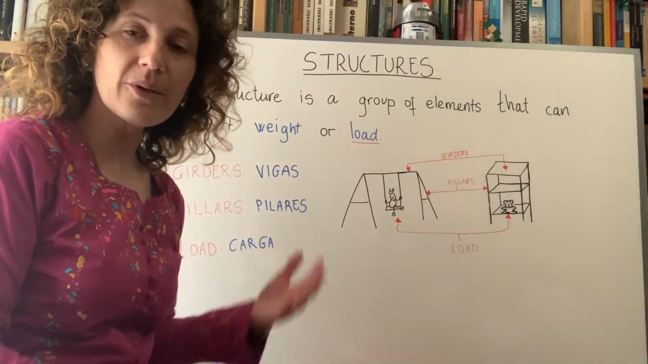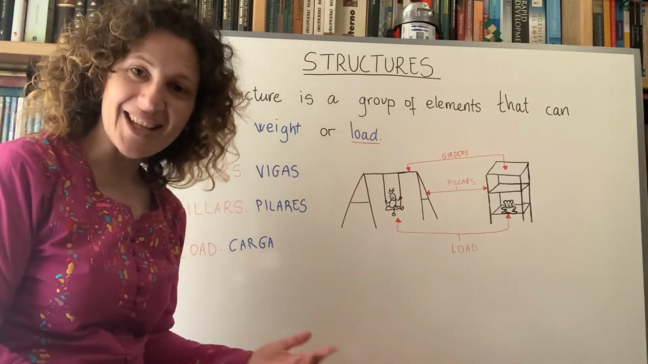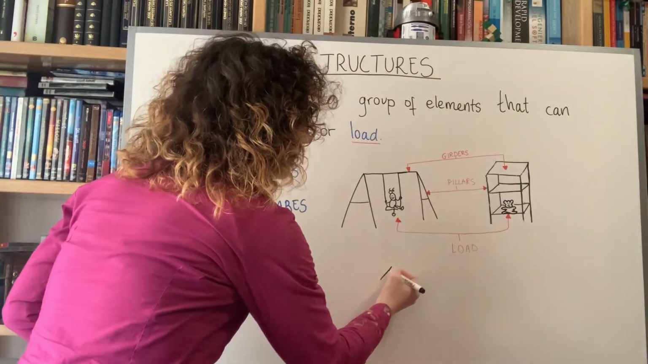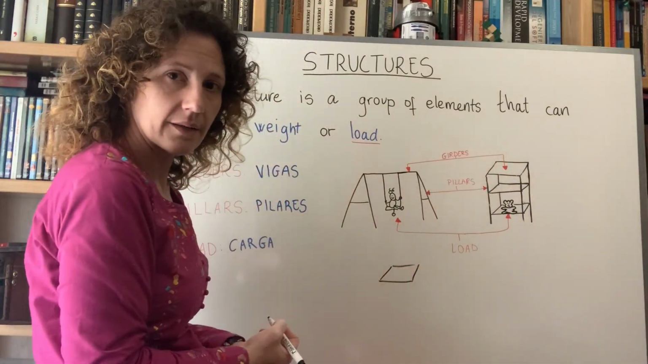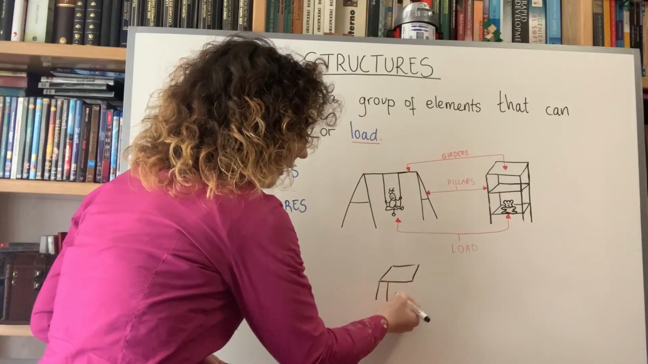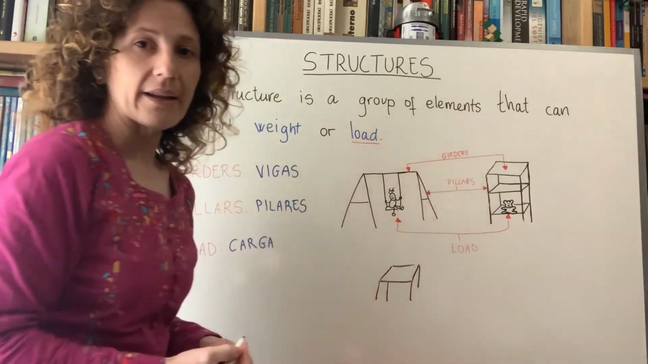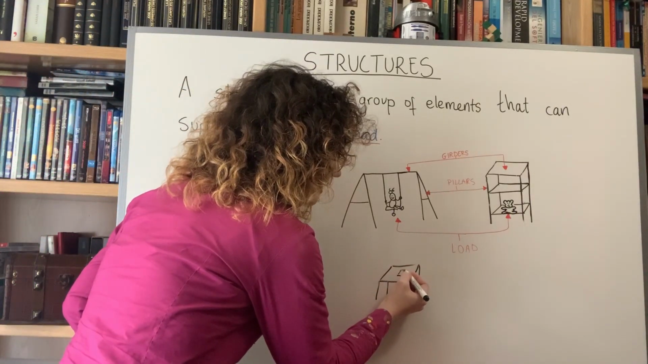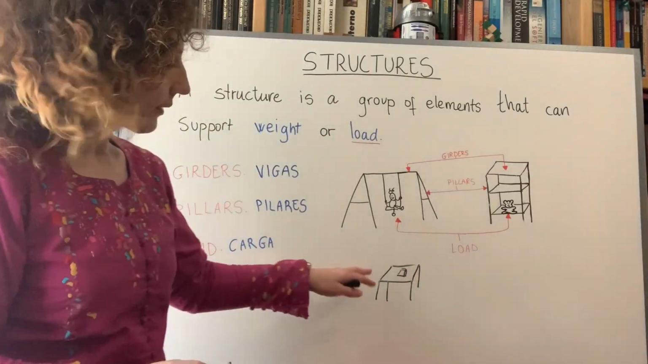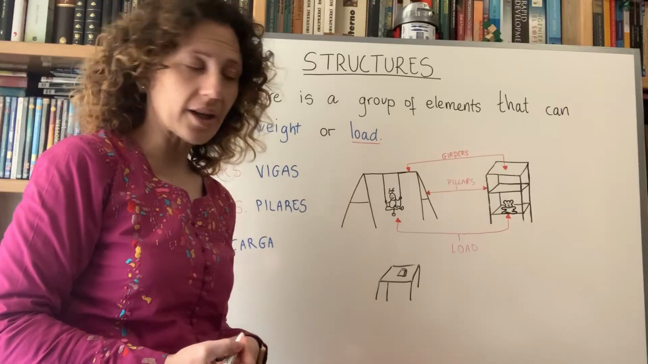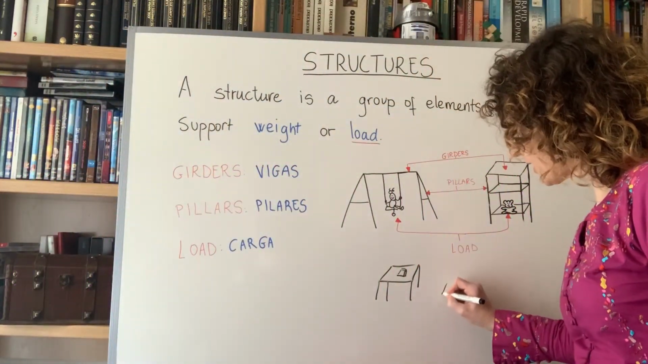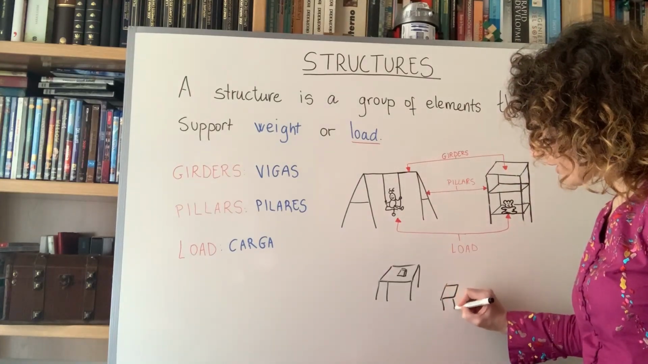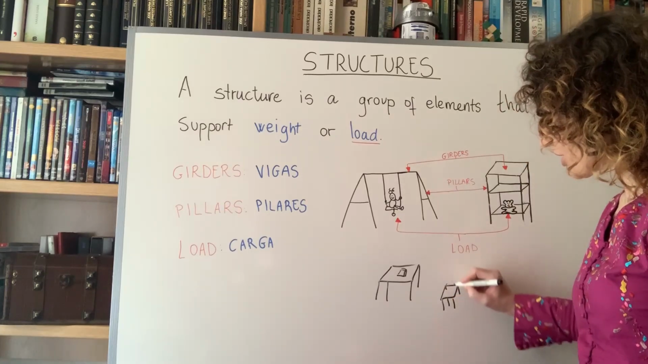If you have a look at the bookshelves you have at home, you can see it, okay? Also in a table, you would have the girder, and the 4 legs are the pillars, and you can put weight on the table. For example, you can put a book, okay? This is a structure. Or in a chair, imagine that you want a chair too. You've got the girder on the chair, you've got the 4 pillars on the chair, okay?